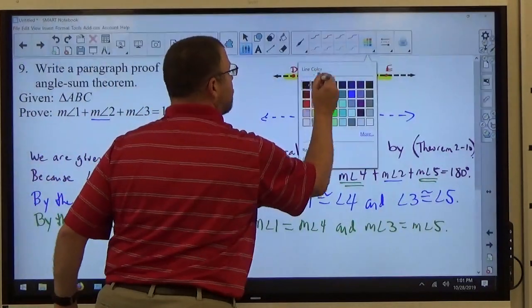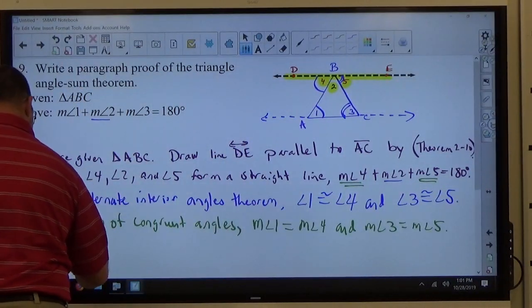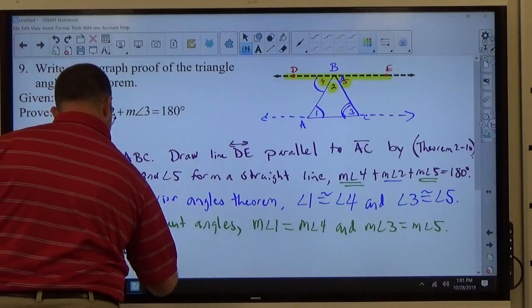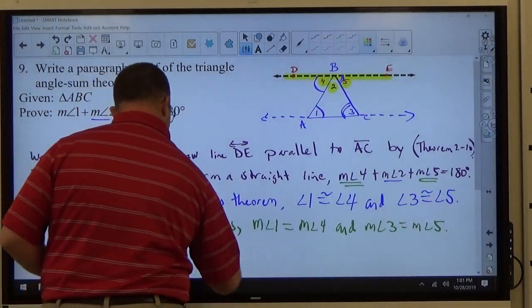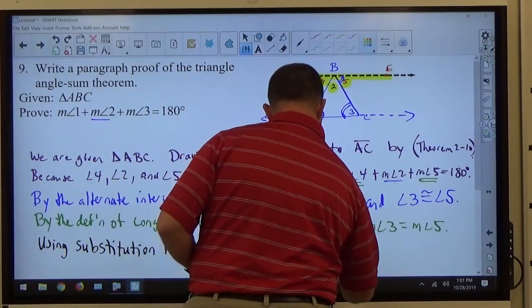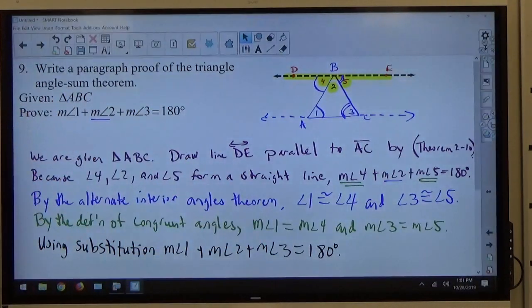So my final step of the proof is going to be using substitution. Measure of angle 1 plus measure of angle 2 plus measure of angle 3 equals 180 degrees. And once you've stated what it is you're trying to prove, your proof's over, so that's the end of that.